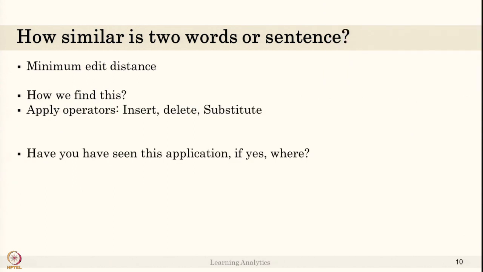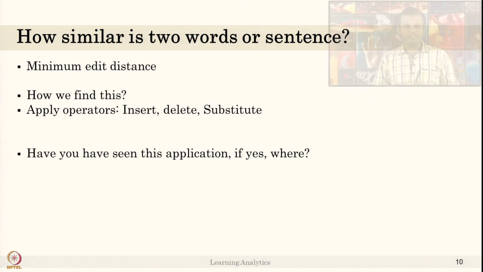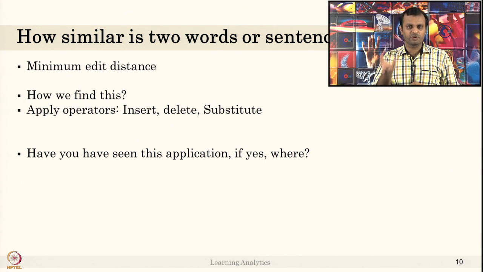Have you seen this application? If yes, where? Think of it. Again, in Google search, you can type anything, and it picks up the right word and shows it. It also depends not just on the minimum edit distance but also on the current trend in the particular location. But in general, if you type a word, it automatically corrects the sentence. Even in PowerPoint, it shows the wrong word in red underlined, right? That's exactly this. So word correction in PowerPoint uses this. You have seen this everywhere.